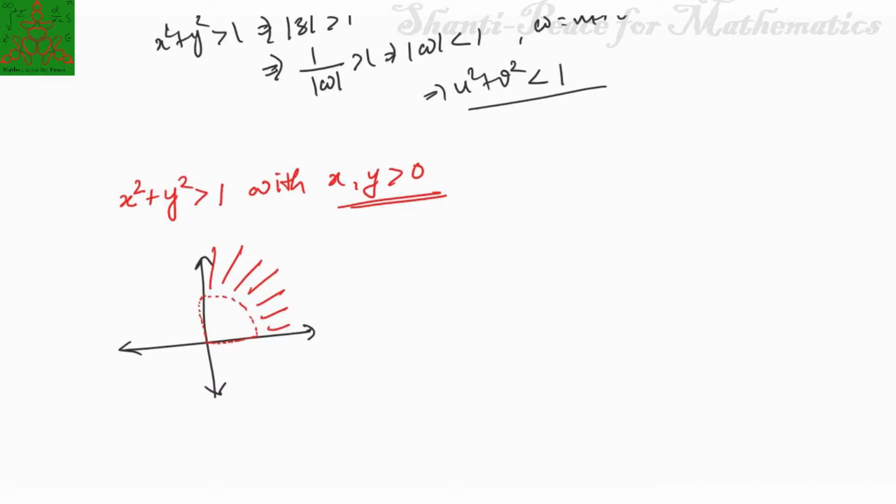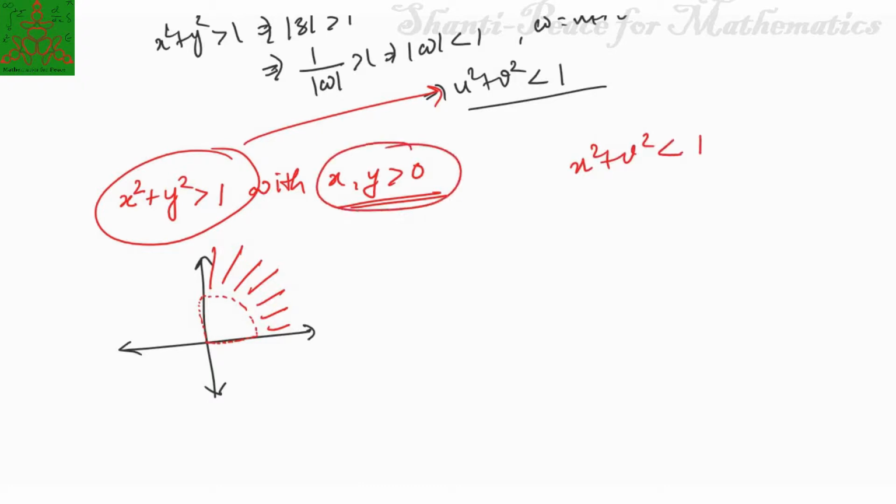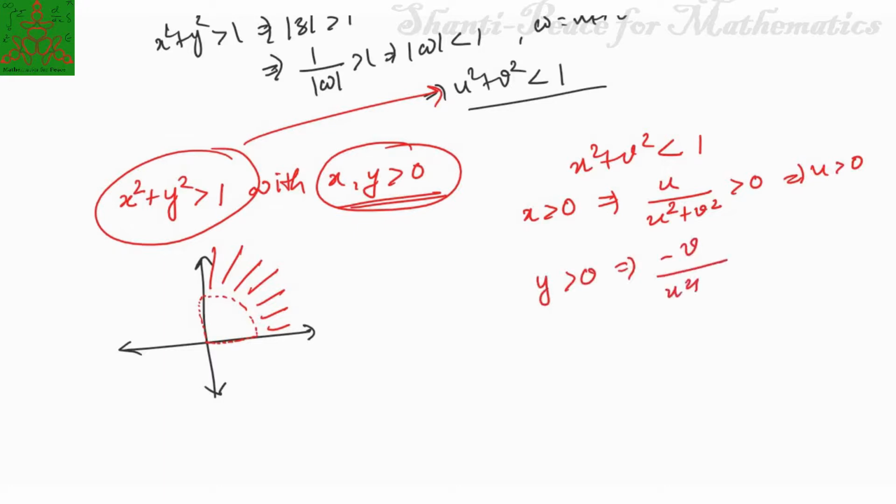Now the image of this one we already calculated here, that is u square plus v square is less than 1. Now for the image of this portion, that is x is positive, the value of x we already calculated is u upon u square plus v square is greater than 0, that will imply u is greater than 0, and y is greater than 0 will imply minus v upon u square plus v square is greater than 0, that will imply v has to be negative. So the image of y greater than 0 is v less than 0.